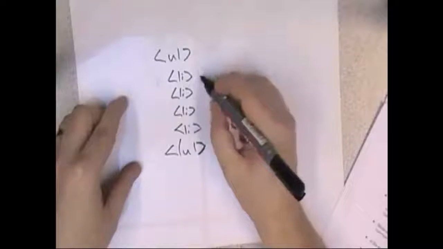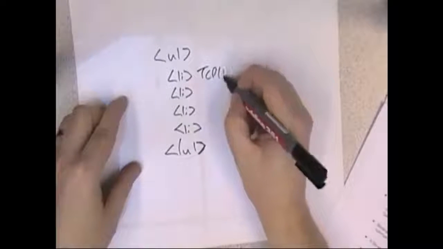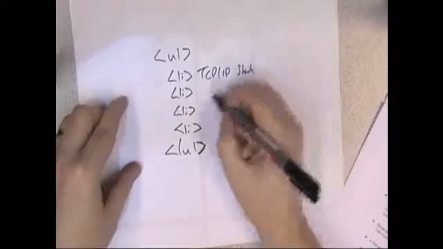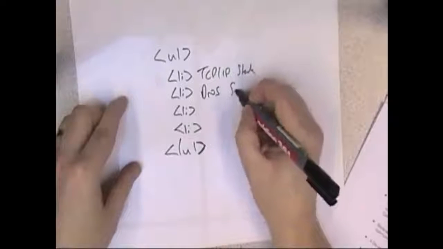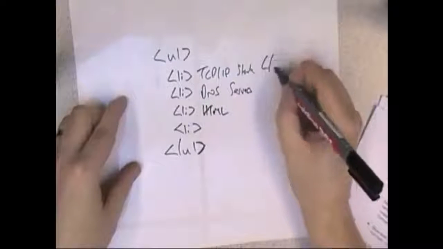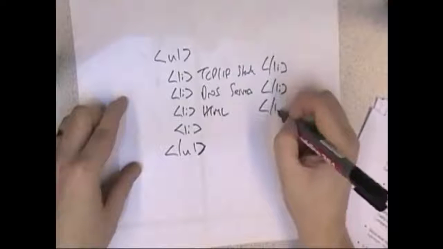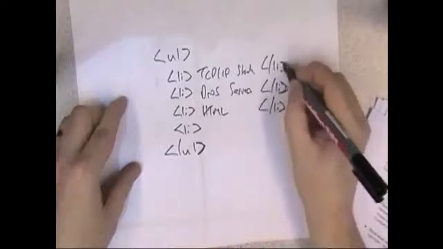So a list item is some stuff, you know. So things I've covered in my videos so far are the TCP/IP stack, how DNS servers work. I'm now doing one on HTML. You get the idea, and of course you close each list item once you're done, and that will just appear as a bullet point list. An unordered list is a bullet point list.